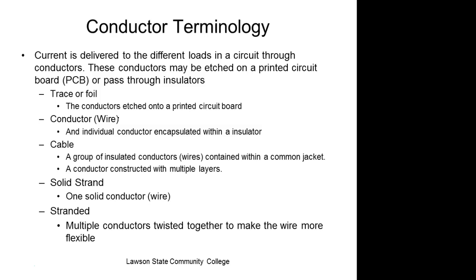Then we have solid strand wire. This is going to be one wire. Then we have stranded wires. This is multiple conductors twisted together to make the wire more flexible. And sometimes they're not even twisted together. All we do is we take a lot of little tiny solid strand wires, and then we put those in a bundle. We'll bundle them together. Sometimes they come straight through. Sometimes they're twisted together. Now, the only advantage stranded has over solid is that it's flexible.